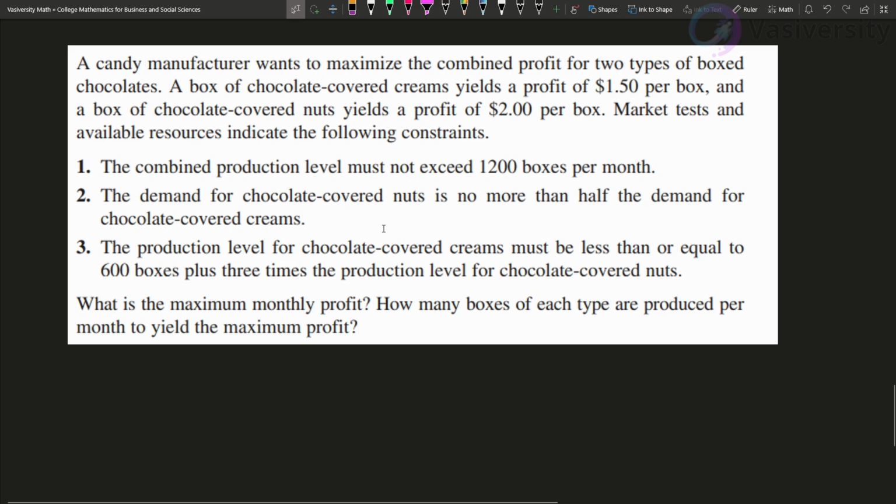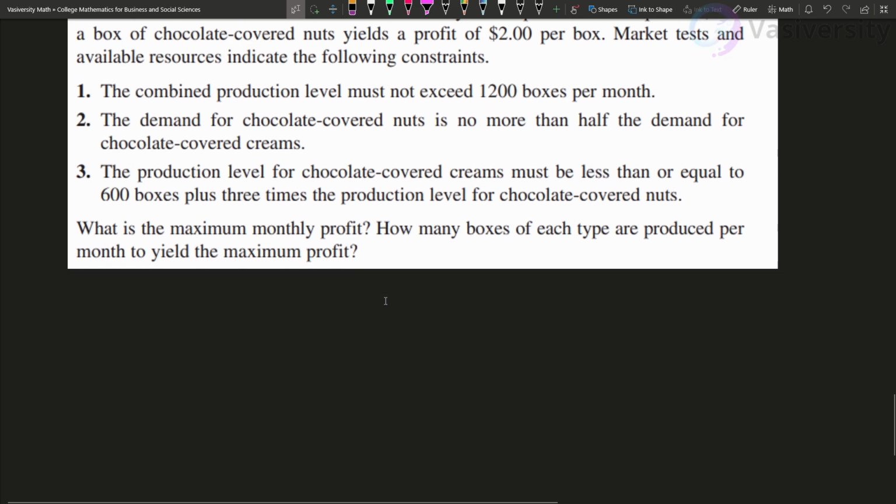And the production level for chocolate-covered creams must be less than or equal to 600 boxes plus 3 times the production level for the chocolate-covered nuts. What is the maximum monthly profit? How many boxes of each type are produced per month to yield the maximum profit? Okay, so what do we know?